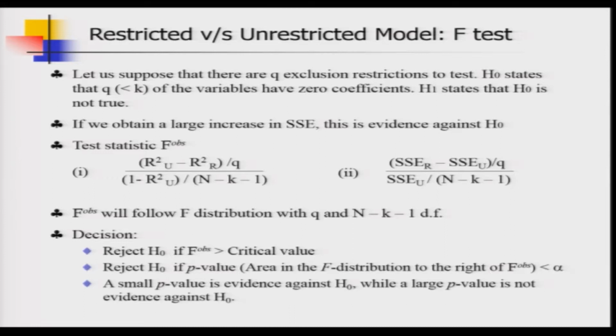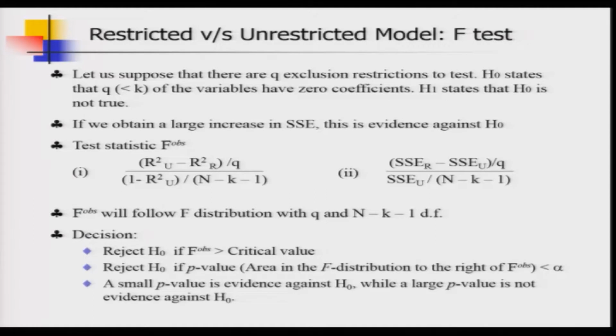So, R square u denotes the R squared obtained from the linear regression model which is unrestricted. That means there we do not have any exclusion restriction. And R square r means the R squared obtained from the linear regression of the restricted model, where I have imposed q exclusion restrictions, and the difference needs to be divided by the degrees of freedom, and that is basically q. And what is q here? Q is basically the difference in the number of parameters between the unrestricted model and the restricted model.